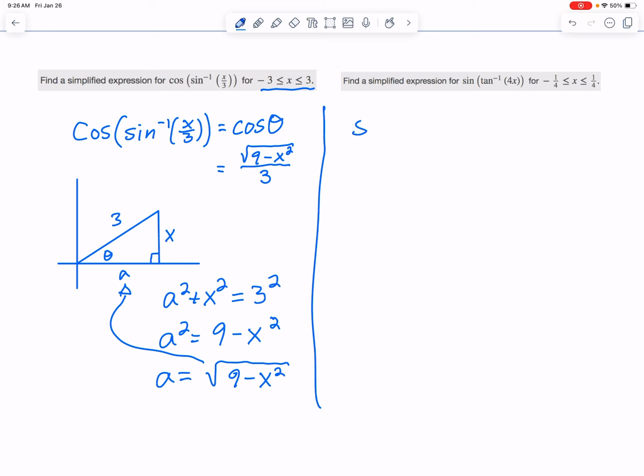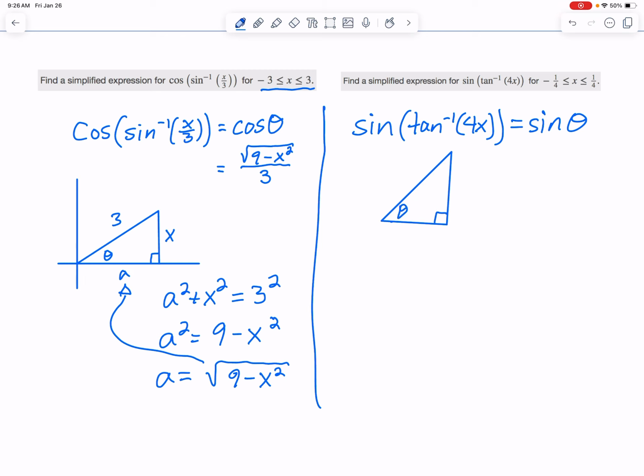Right? One last one here. I have sine of inverse tan of 4x. And that's going to equal sine of theta, right? I'm going to draw a triangle. And my tangent, they said 4x. So it's kind of crooked, but bear with me. It's a right triangle. And we know this is theta.